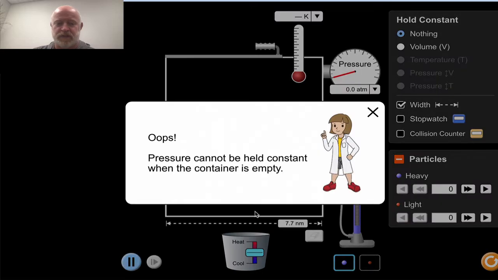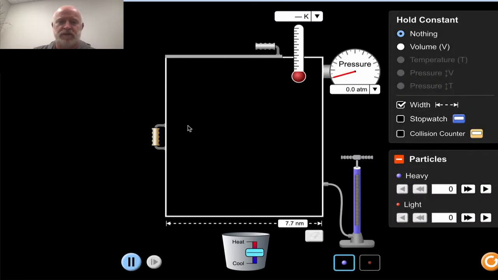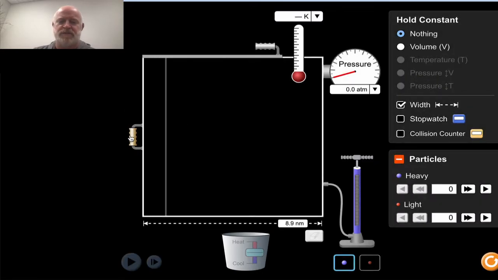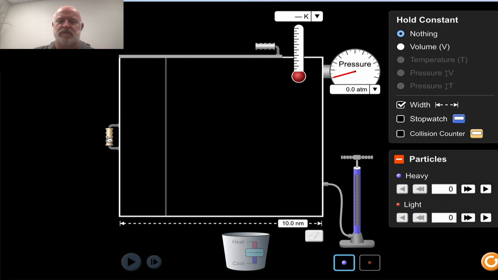Again, I'm going to erase my stuff here. Sometimes it gives me an error message. I'm going to reset my volume to 100. And now I'm going to talk about pressure versus temperature. So I'm going to make sure my volume is held constant. I can't move my volume in here.